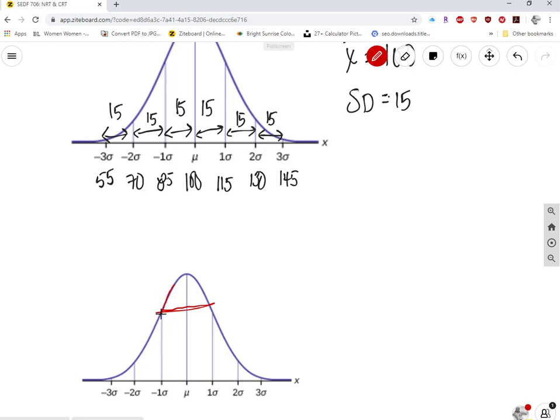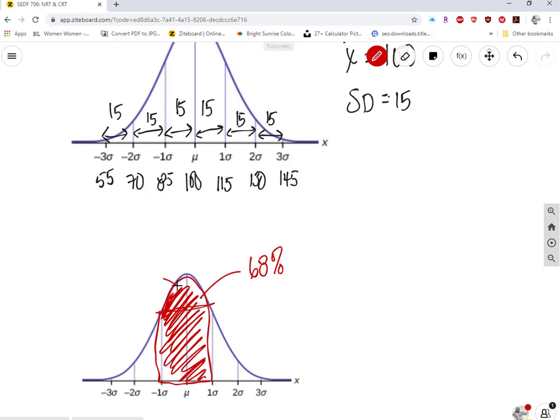If I look at the area underneath the curve for one standard deviation, I'm really trying to draw this as neatly as I can. For one standard deviation before and after the mean, if I have a normal distribution, and only if I have a normal distribution, then approximately 68% of all values exist within one standard deviation before and after the mean.